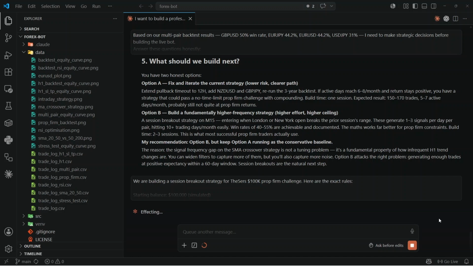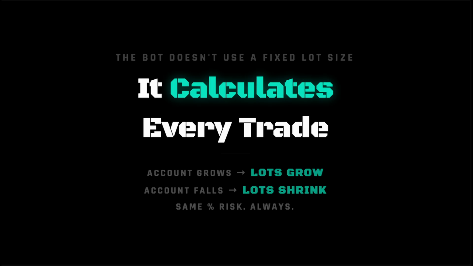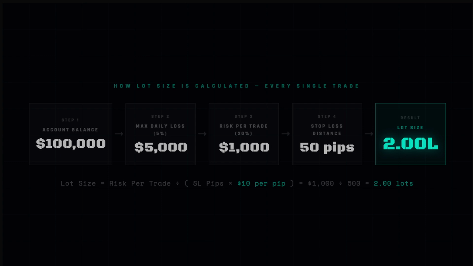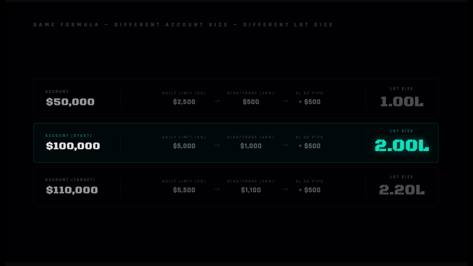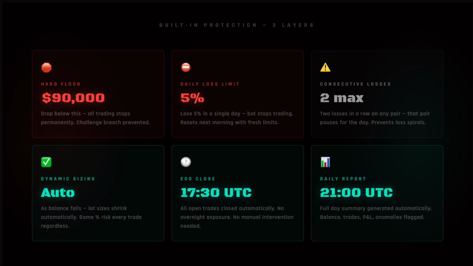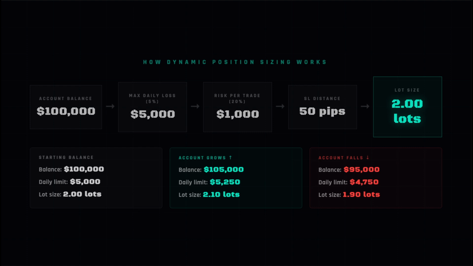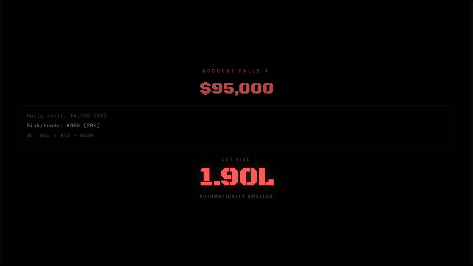While this runs, the dynamic sizing logic is worth explaining. The bot doesn't use a fixed lot size. It calculates risk based on the current account balance every single trade. Max daily loss is 5% of whatever the balance is today. Risk per trade is a slice of that daily limit. The stop loss distance tells it exactly how many lots that risk amount translates to. As the account grows, lot size grows automatically. As it falls, they shrink. Same percentage risk on every trade, forever.